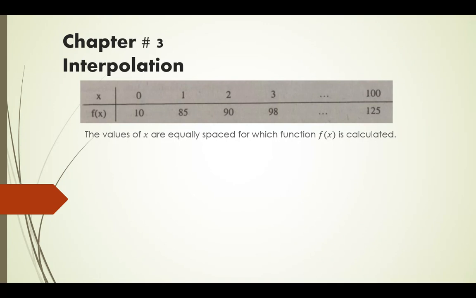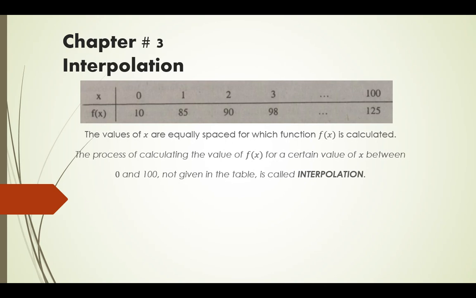So we see that here the values of x are equally spaced. You see here, equally spaced. The space between 0 and 1 is 1, 1 and 2 is 1, 2 and 3 is 1, and so on and so on, for which the function f of x is calculated. So remember that we are dealing with equally spaced arguments, because the values of x are called arguments. So we are dealing with equally spaced arguments for the time being.